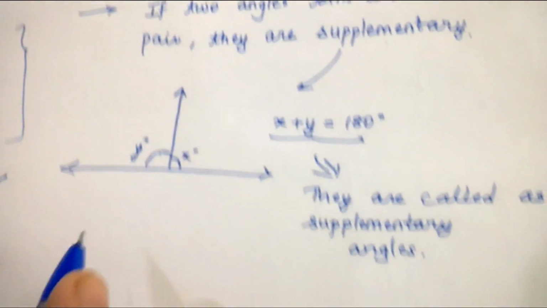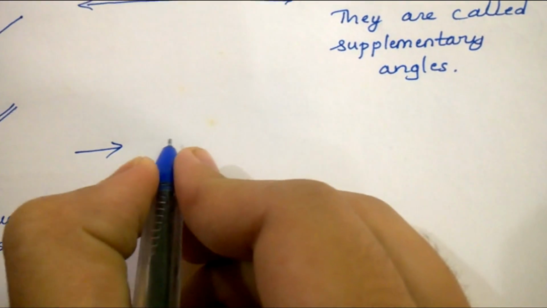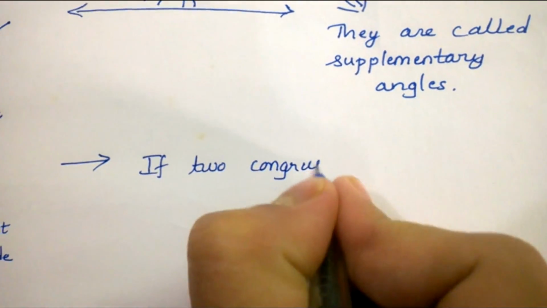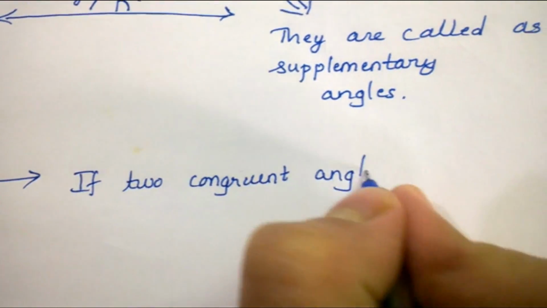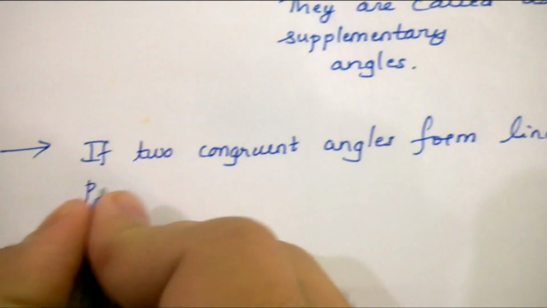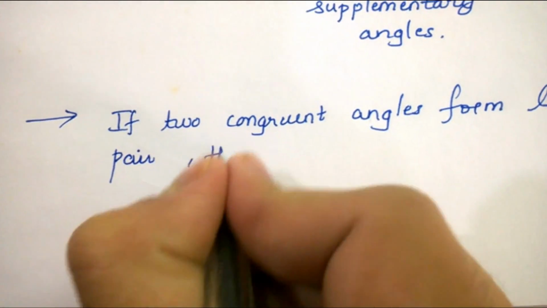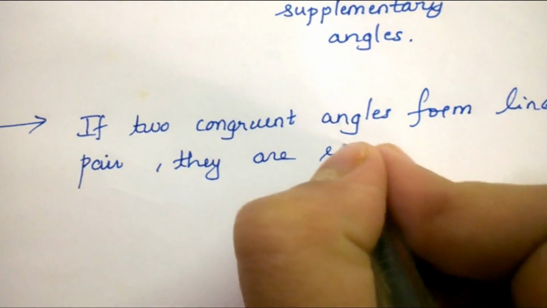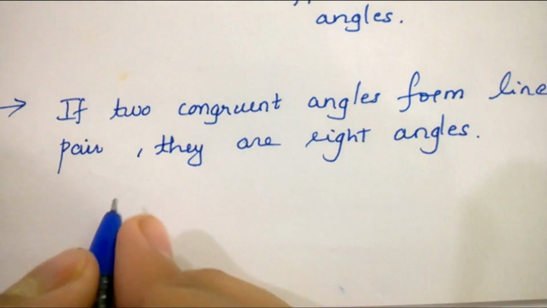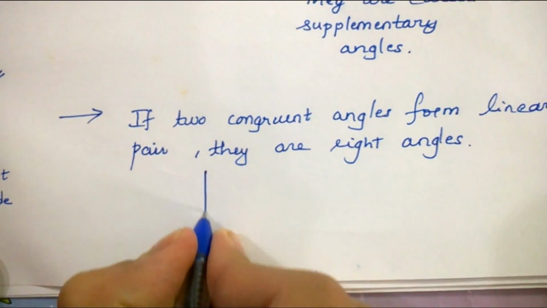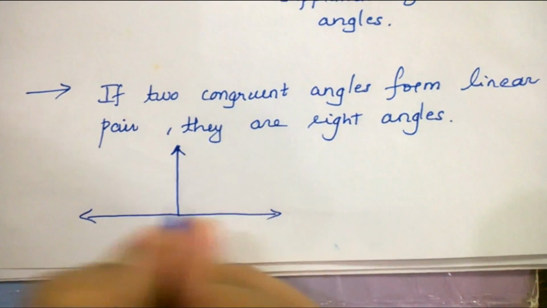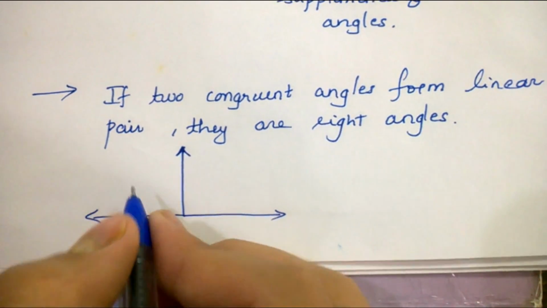And the second theorem related to this is that if two congruent angles form a linear pair, they are right angles. So according to this, see, these two angles form the angles in a linear pair.